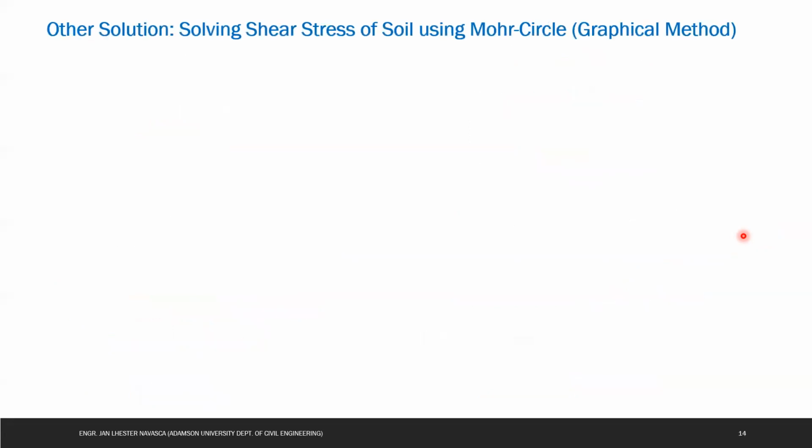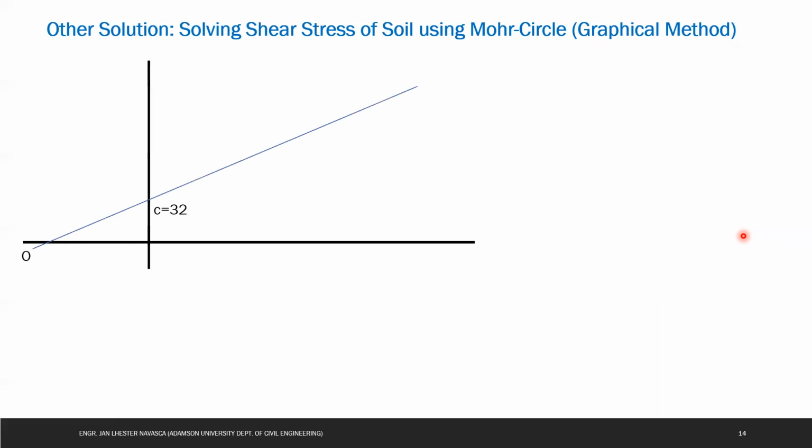Other solution is using Mohr circle, or the graphical method. Again, you have a cohesion in the soil, so ito yung graph niya, ito yung Mohr circle niya. Compared natin to problem 2 kanina, yung kanina dito tayo nag-start since wala siyang cohesion value. Since ngayon may cohesion value, dito tayo mag-start. Then we have unknown distance x dito sa likod. So draw nyo lang yung Mohr circle.